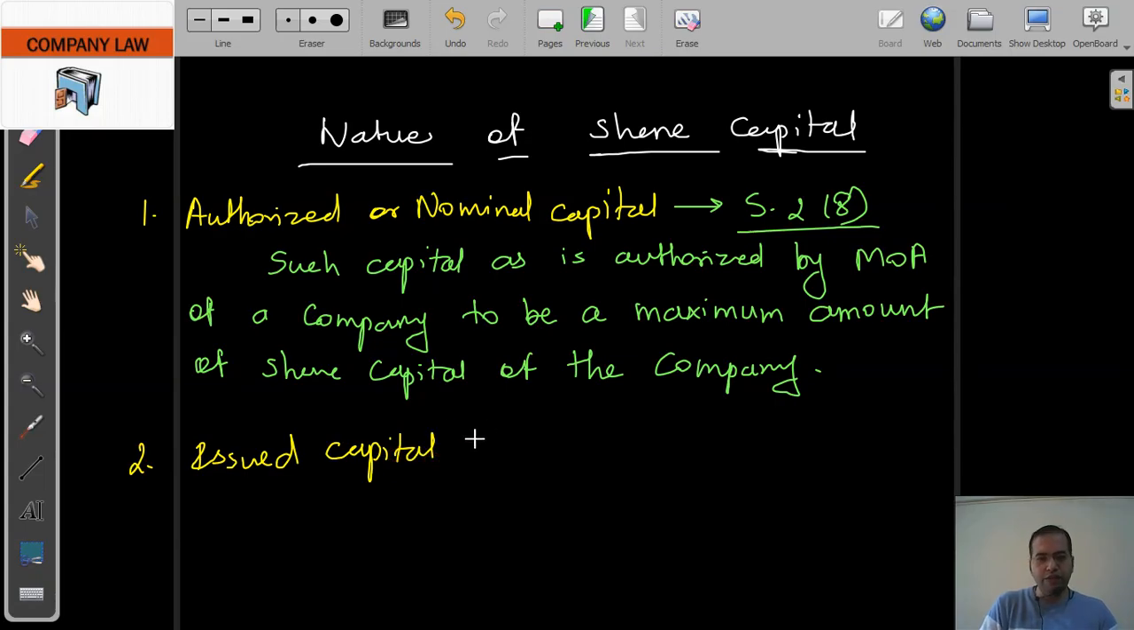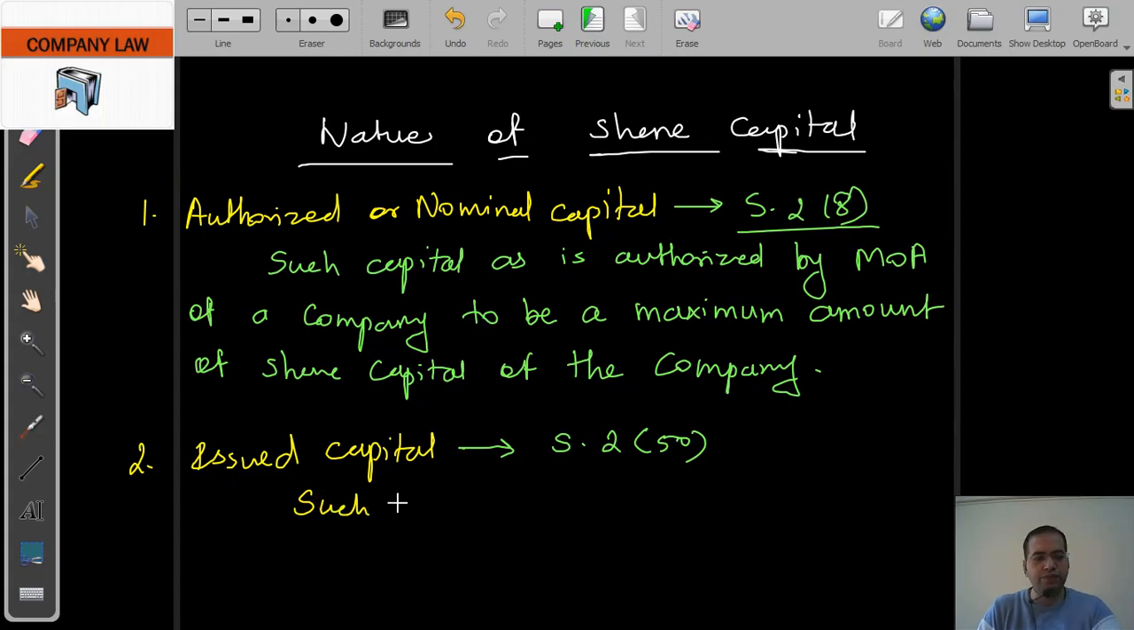Okay, so let's talk about the issued capital now. What is meant by issued capital? Where is it exactly defined? It is defined under section 2, subsection 50 of the Act.